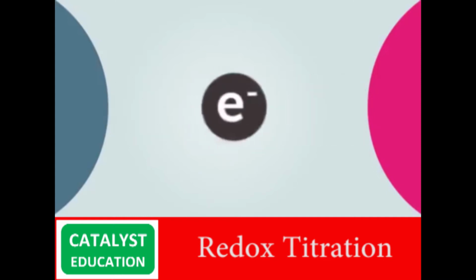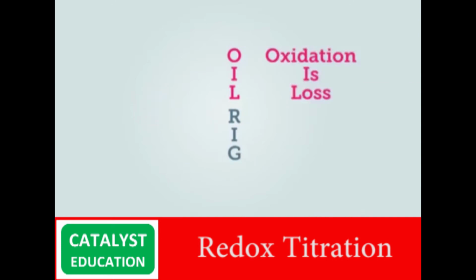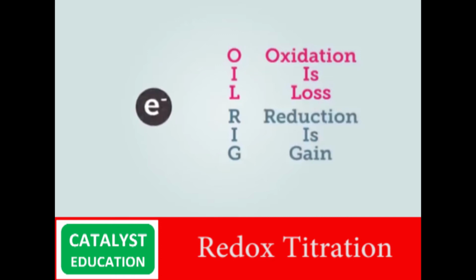A useful way of remembering the flow of electrons is to use the OIL RIG acronym. This reminds us that the oxidized species loses electrons and the reduced species gains electrons.